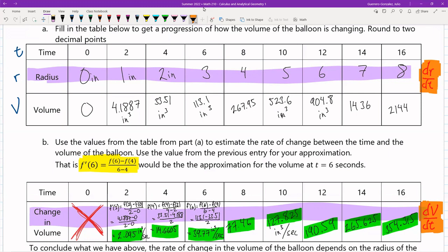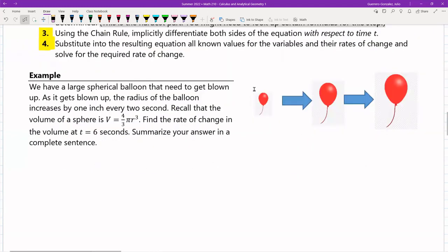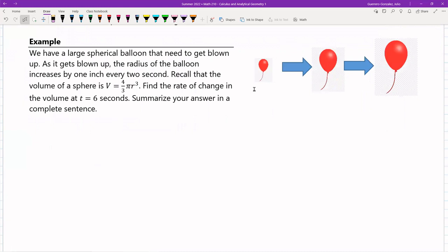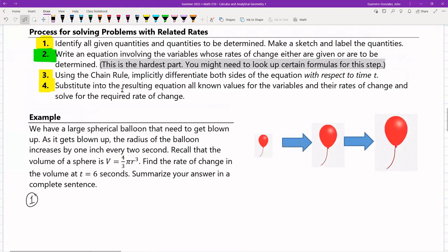Okay. So now that we have those two expressions sort of defined, let's go ahead and jump into our example. It turns out this example is exactly the thing that we were doing up above. But this time around, we're actually going to be using calculus for it. Number 1, let's go ahead and do the 4 steps from above. Step 1 is to identify all the given quantities, the quantity to be determined, and make a sketch and label stuff if possible. So we're going to start off with this.